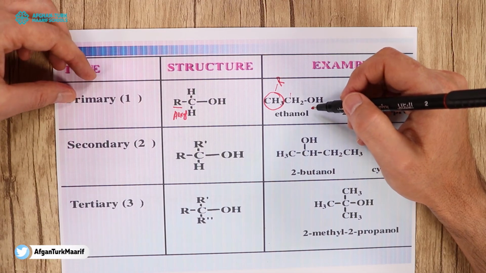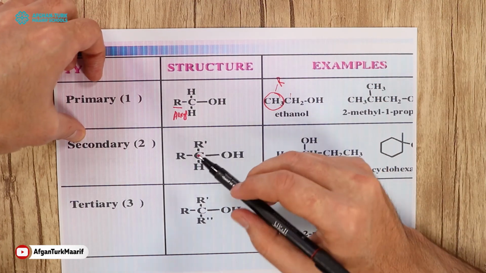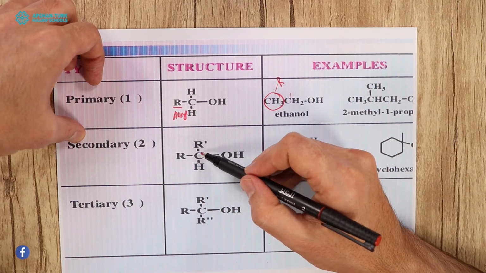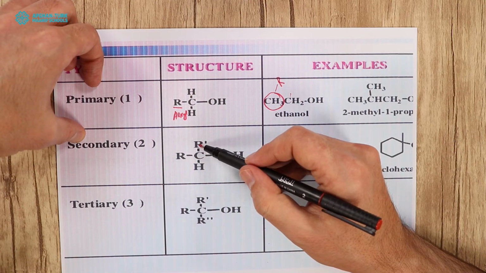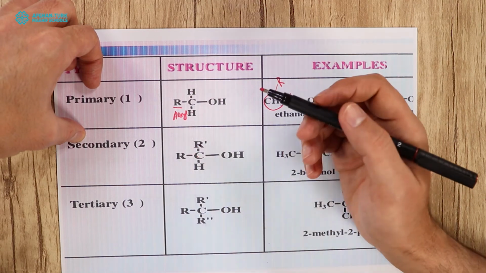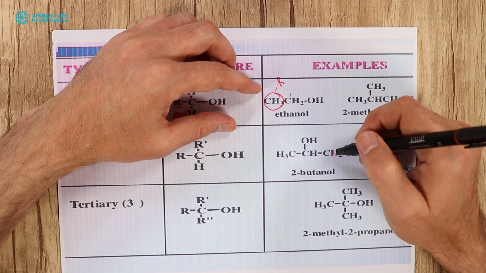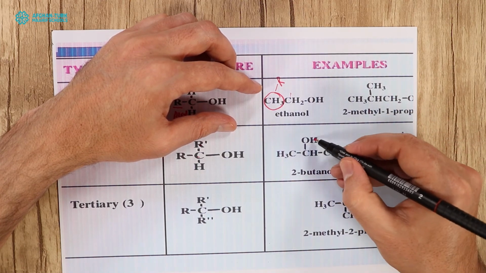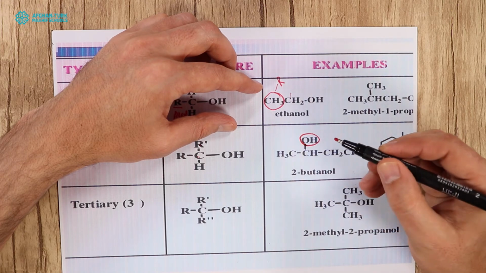Secondary alcohols. I already told you that when this carbon is attached with 2 alkyl groups, one alkyl and a second alkyl, so the same, this carbon is attached with 2 alkyl groups, so we call it secondary alcohol. So you can see their example right now here. Look at here. This is the OH group. This is the functional group of the alcohols family.